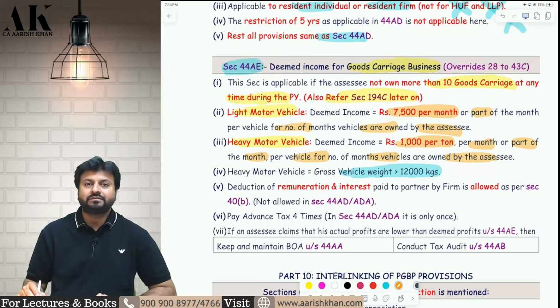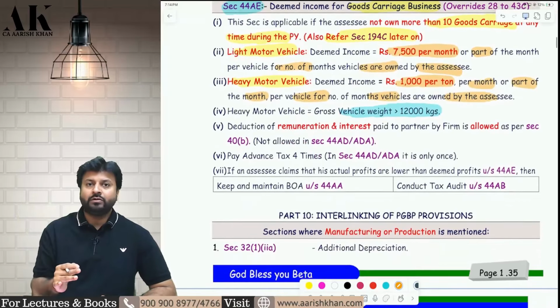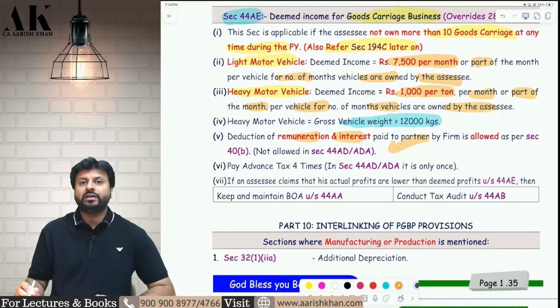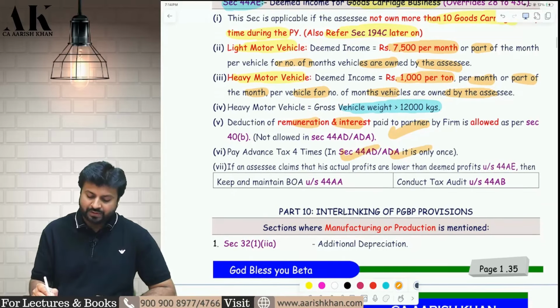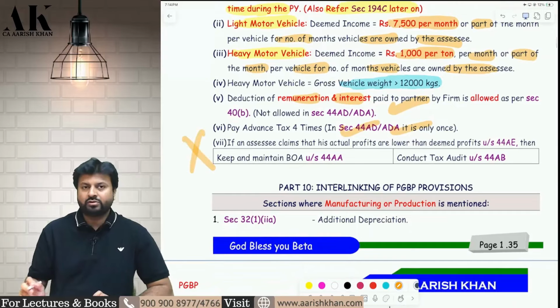All other things are same, but some extra points are available over here which are different from 44AD's. Remuneration and interest is allowed to the firm over here if it is paid to the partner as per 40B, which is not allowed in the previous two sections. Plus, in this section, advance tax has to be paid 4 times, not once like the previous section. Plus, even in this section, there is no restriction of 5 years.